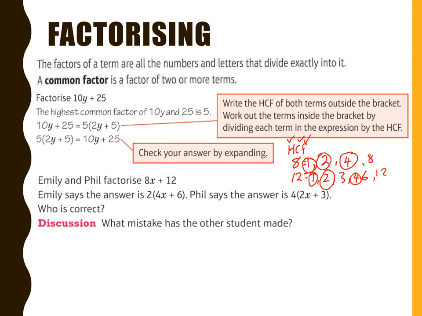So Phil's answer is correct because the highest common factor of 8 and 12 is 4. So you put 4 outside, and then in the brackets you try to find out what you multiply by 4 to get 8x. So that will be your 2x plus 3. So if you were to answer this question, you would say, well, Emily made the mistake because the highest common factor, look, I'm using the mathematical term, highest common factor of 8 and 12 is 4.